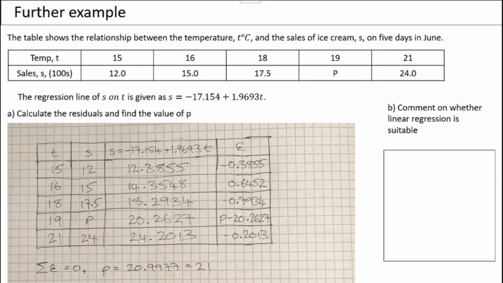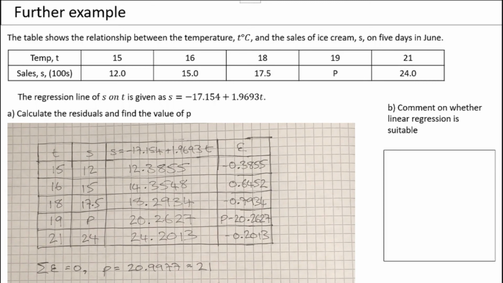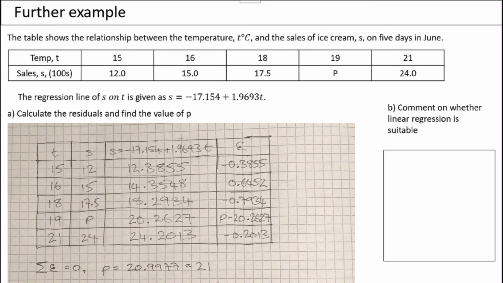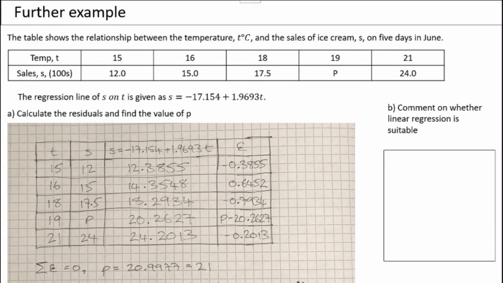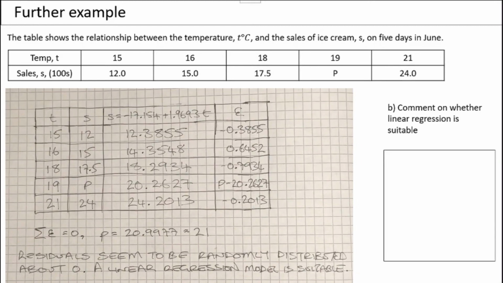Next, we're asked to consider and comment on whether the linear regression is suitable. So I'm looking at the residuals, and they do seem to be random, as in I've got some negatives and positives all mixed up with each other. So no clear pattern to the residuals we're working on. So I'll conclude that since the residuals seem to be randomly distributed about 0, a linear regression model is suitable.